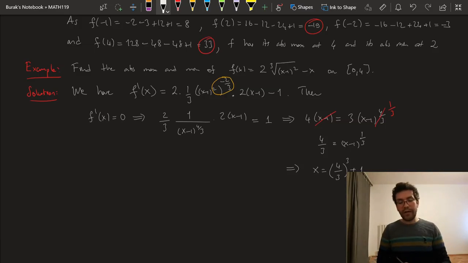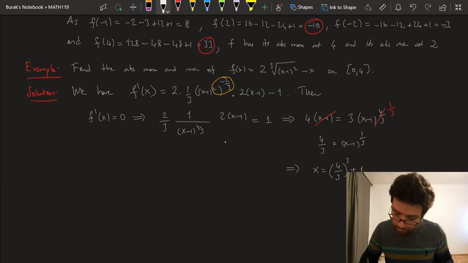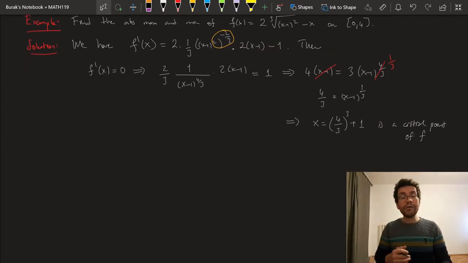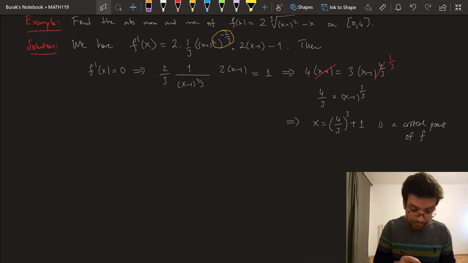So I have one critical point. Okay, so this is my critical point. It is actually the only critical point. Okay. I also have one singular point.